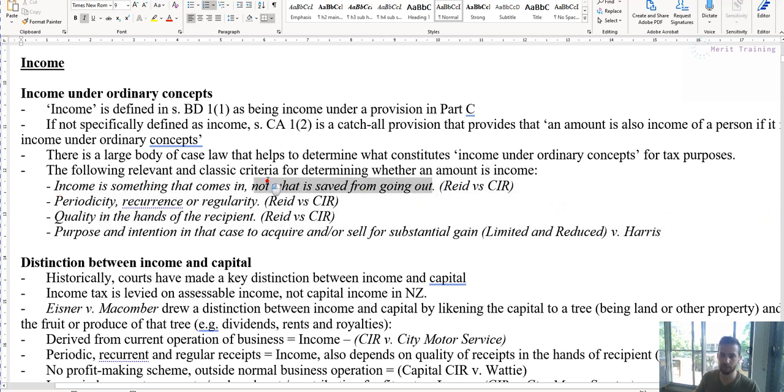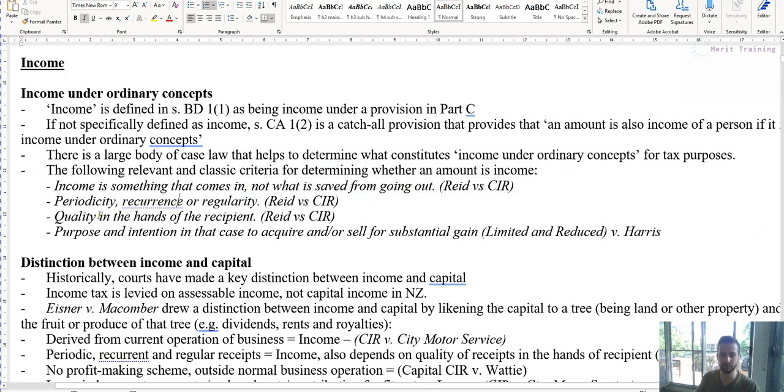So that would be like someone paying you for your services rather than saving more money from cutting costs, right? So it's not the latter, it's the first one. That would be income. That's per Reid versus CAR. In fact, the first three are Reid versus CAR.